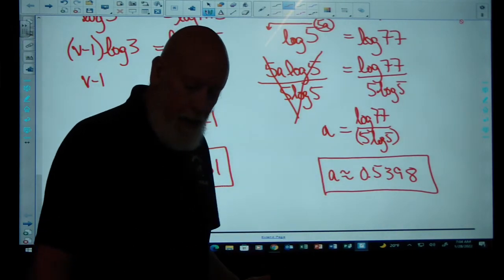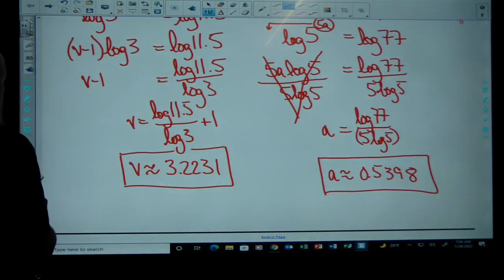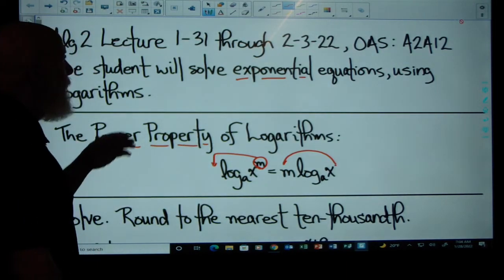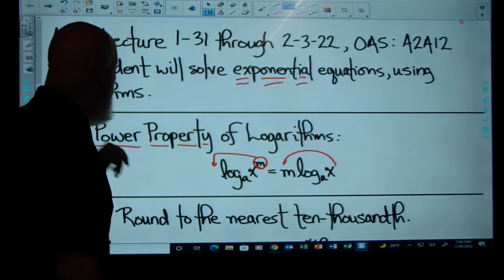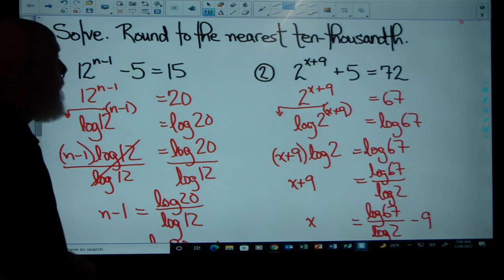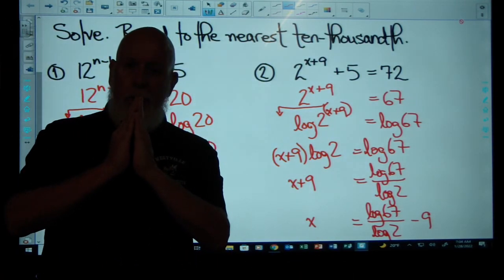0.5398. Yay! So hopefully that gives you an idea of how to use logarithms, and specifically the power property of logarithms, to solve equations that have variables in the exponent, which we call exponential equations. Okay, so round your answers to the nearest 10,000th. Exponential equations, you can do this.